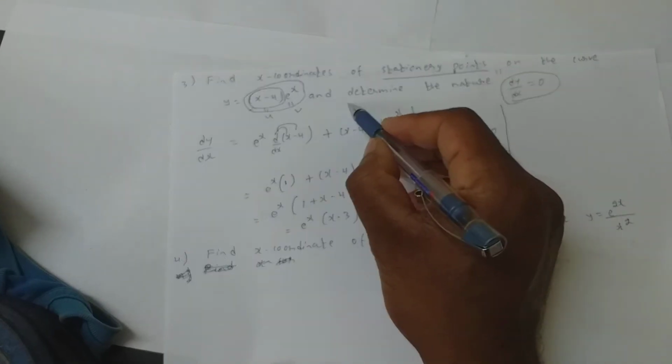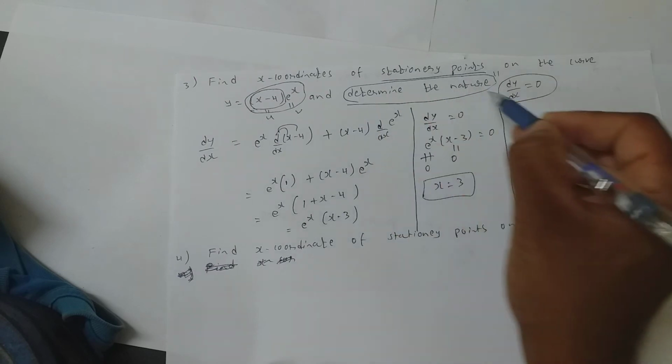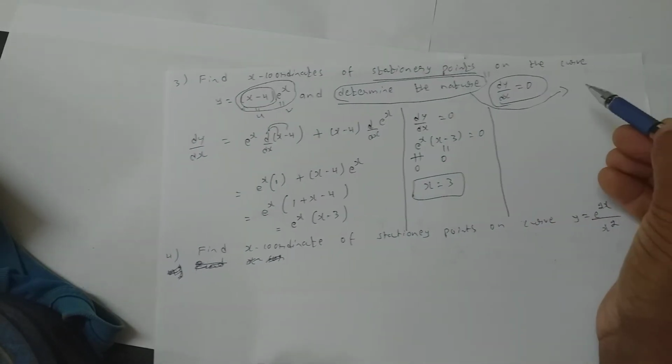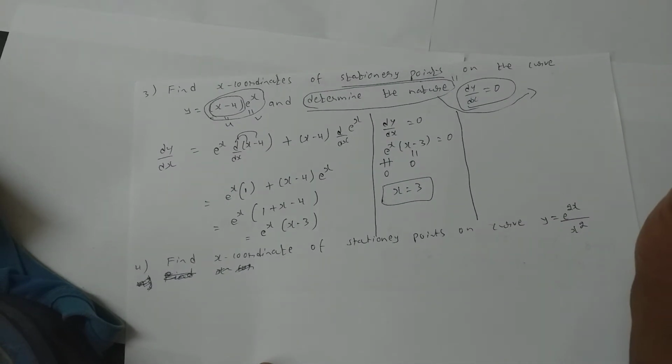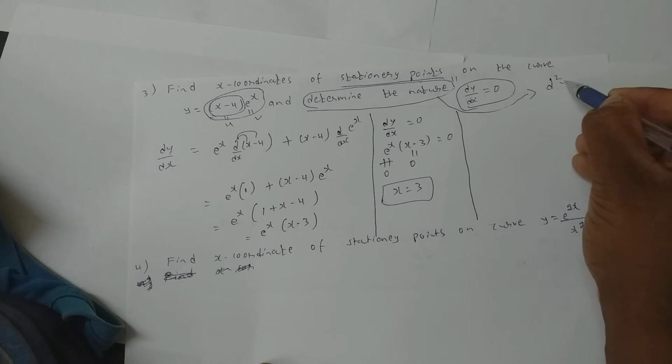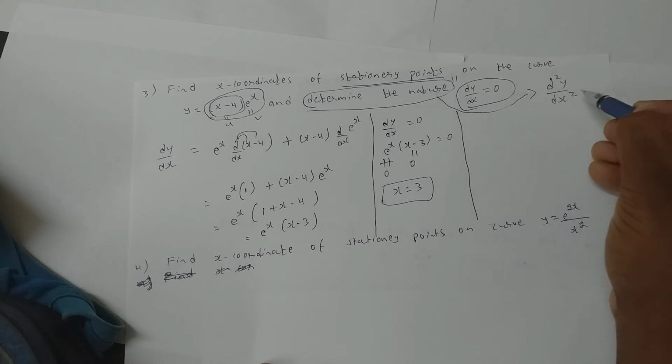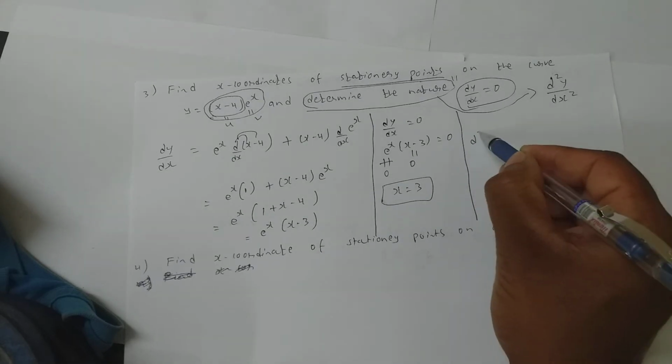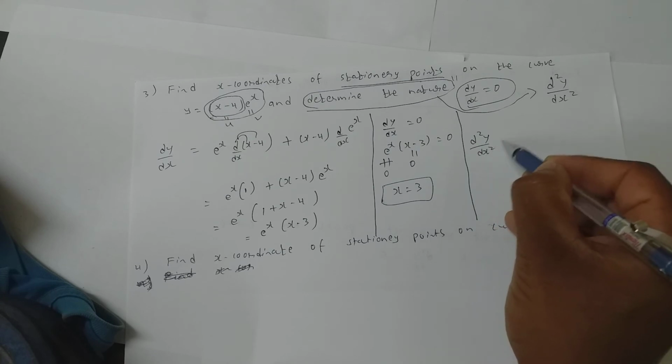And he is also saying determine the nature. Again, in AS level topic, to determine the nature means you need to check whether it's maximum or minimum. To check maximum or minimum, you need d square y by dx square. Clear? How do I get that? By differentiating dy by dx again, which is this one.